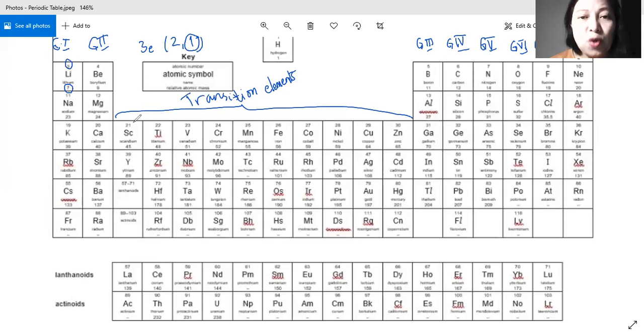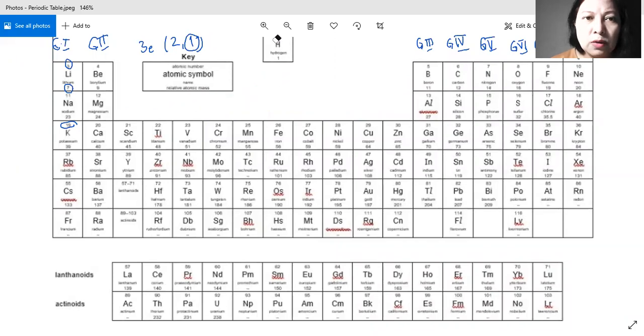Atomic radius shows the distance from the nucleus to the outermost electron. In this case, I'll take, for example, potassium 19. It means that potassium has 19 electrons. First of all, let me erase this first so I can have more space to write.